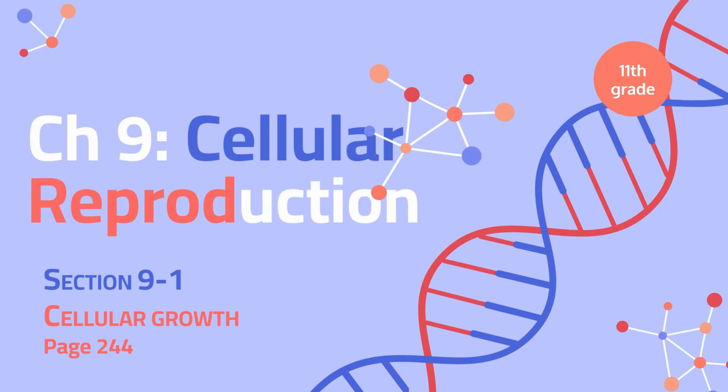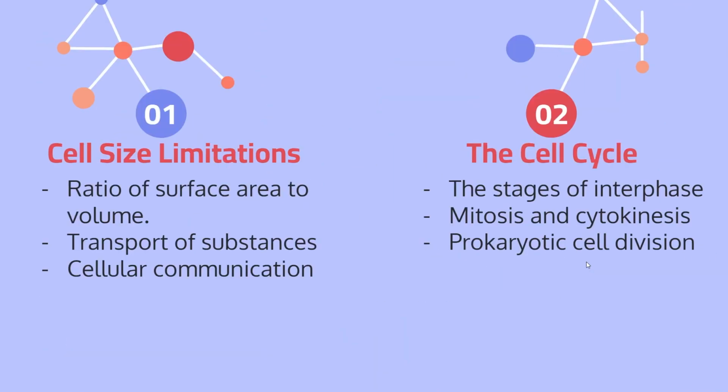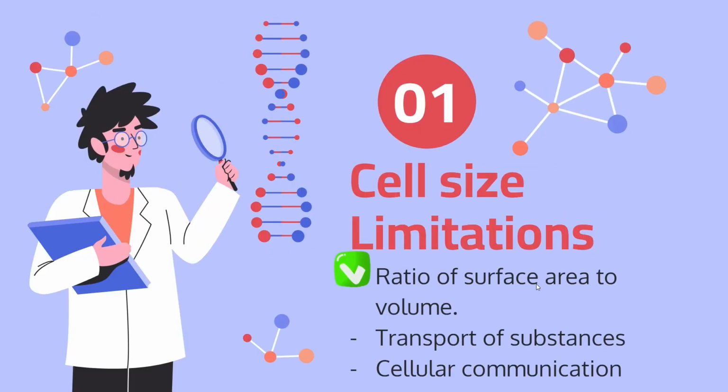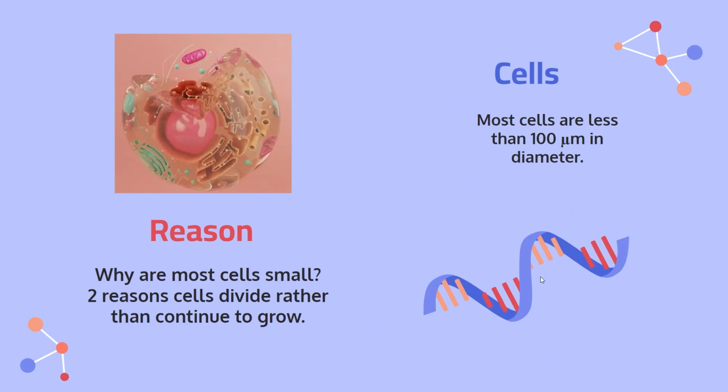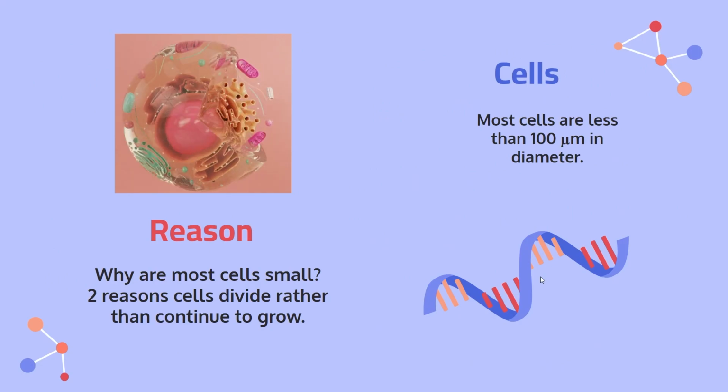Good evening. Tonight we will be covering lesson 9.1, cellular growth. Two sections to this lesson, cell size limitations and the cell cycle. We'll start with cell size limitations. Why are cells limited to less than 100 micrometers in their diameter?